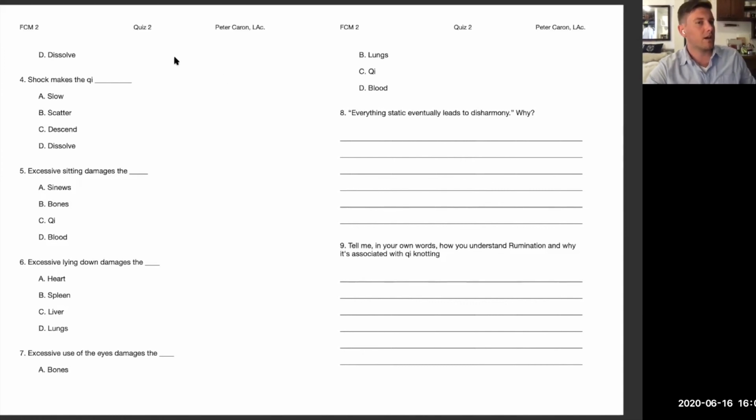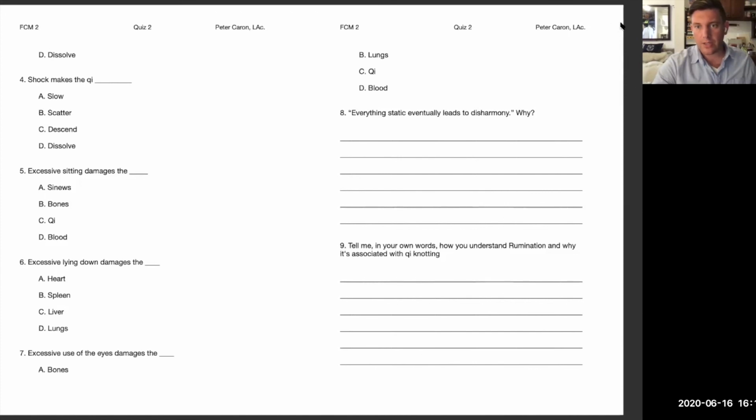Excessive lying down damages the, so the idea here would be that you're given a tissue that it damages and I want you to be able to connect it to the organ as well. Excessive use of the eyes damages the, that one's relatively easy. I think excessive lying down damages the heart, but I would have to double check that. Again, this is not something I use clinically. But excessive use of the eyes damages the blood and the liver. Pretty sure.